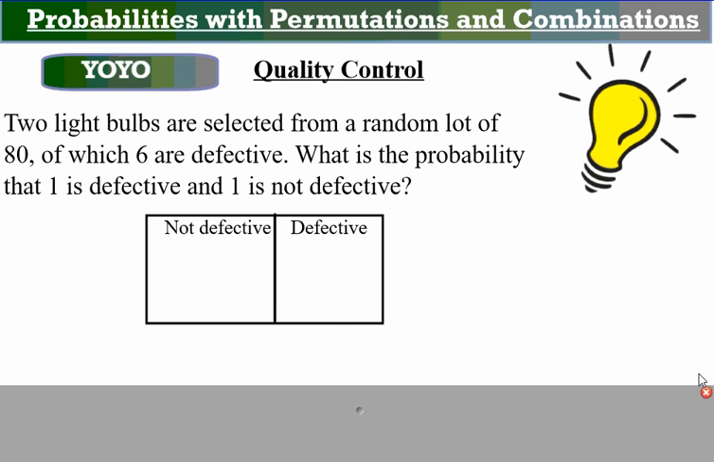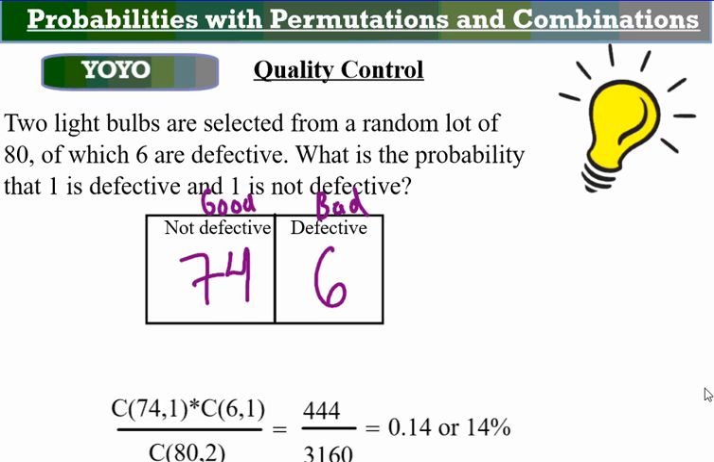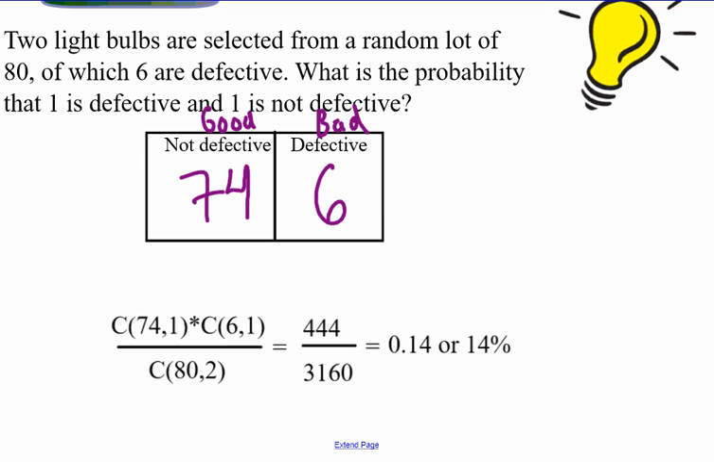So let's fill in the table first. We said 6 were defective, which means 74 are not defective. 74 are good, 6 are bad, and you're going to choose 2 out of them. What's the likelihood you get 1 good and 1 bad? Well, this is what it looked like. First off, order doesn't matter. Whether you got a good or a bad or a bad or a good would be the same.